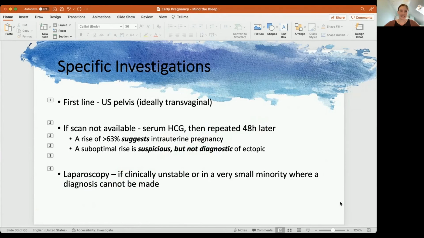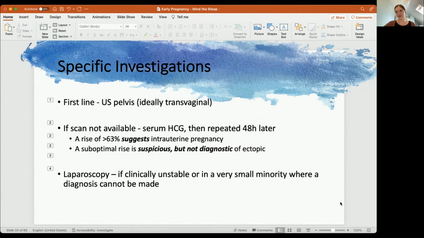So to investigate, ideally they have an ultrasound pelvis and ideally transvaginal. But if a scan's not available, say it's out of hours, then you do a serum HCG and then repeat it 48 hours later. A rise of more than 63% suggests a viable intrauterine pregnancy. And if it's less than that, then it makes you a bit more suspicious that it might be ectopic. But again, HCG is such an imprecise science.